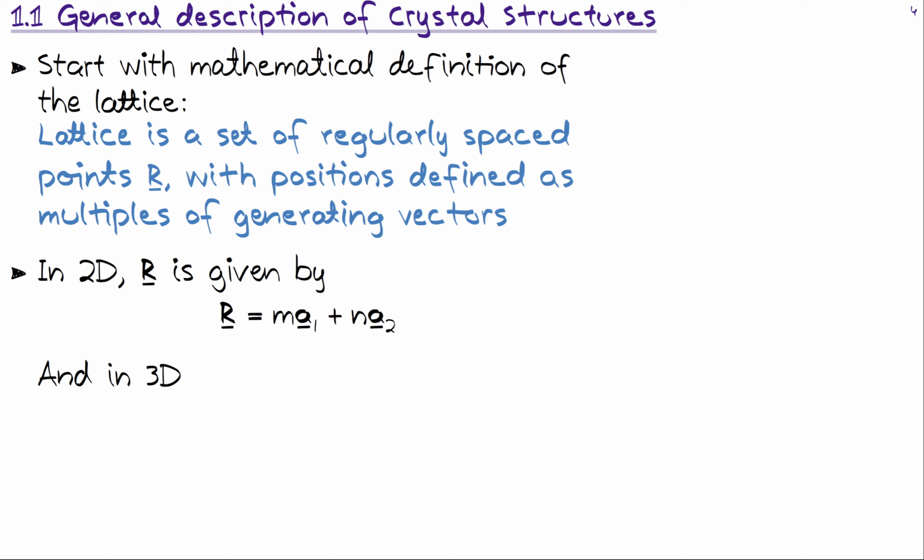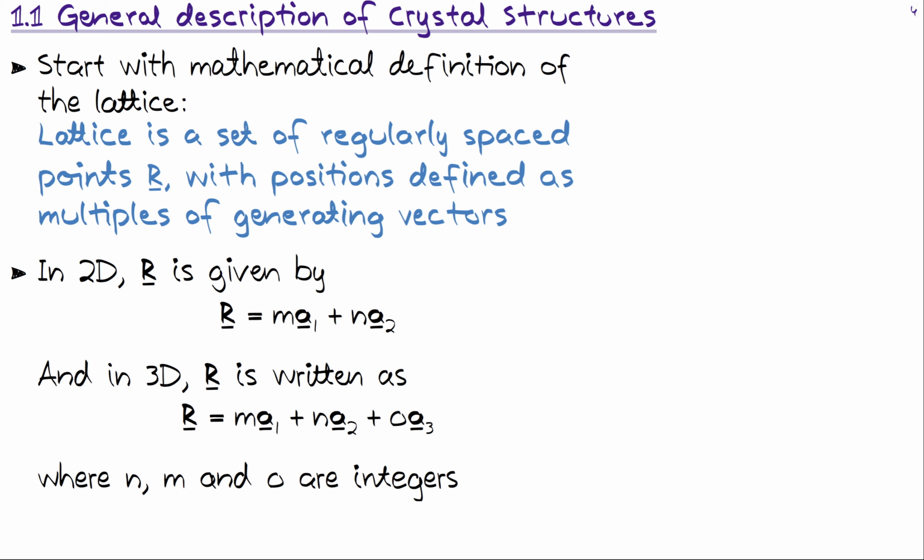In the three-dimensional case, it is a no-brainer: we see that the capital R can be written as M times A1 plus N, an integer, times A2, a translation vector of the lattice, plus O, another integer, times A3, which is now the third translation vector. So this is the three-dimensional case of how we write the capital R. N, M, and O are integers, and the vectors Ai are the generating vectors. And instead of i, we may put 1, 2, or 3 there.